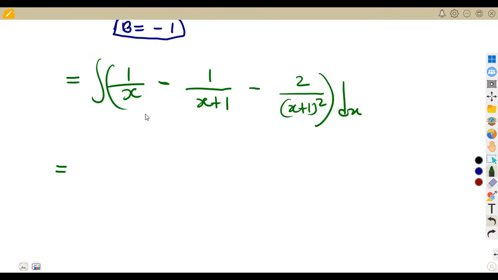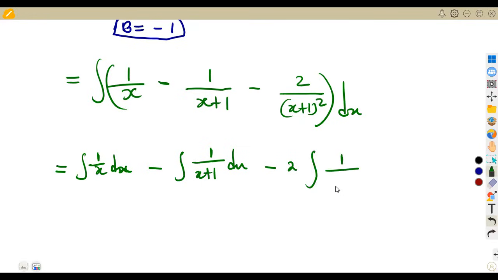We can integrate just like the previous part, each and every term separately so that we properly see our integrals. This one, you can just take it as it is, the integral of 1 over x with respect to x. Then this will be minus outside, so it's 1 over x plus 1 with respect to x. We take minus 2 out, so it's minus 2, 1 over x plus 1 squared with respect to x. All right, so let's integrate.